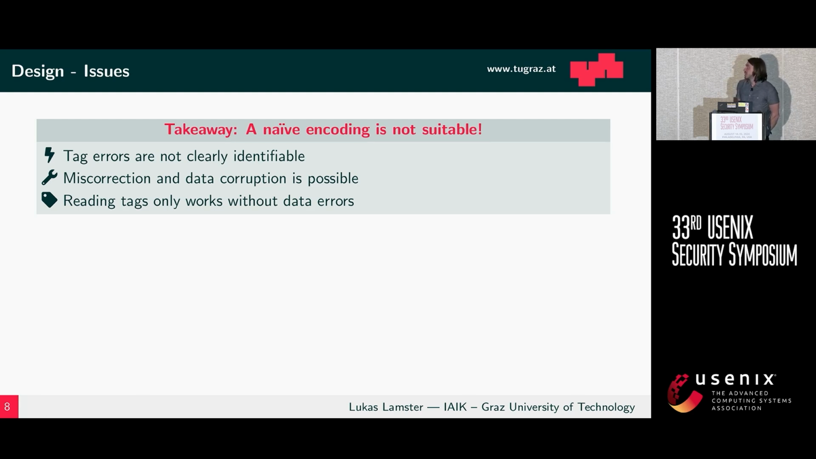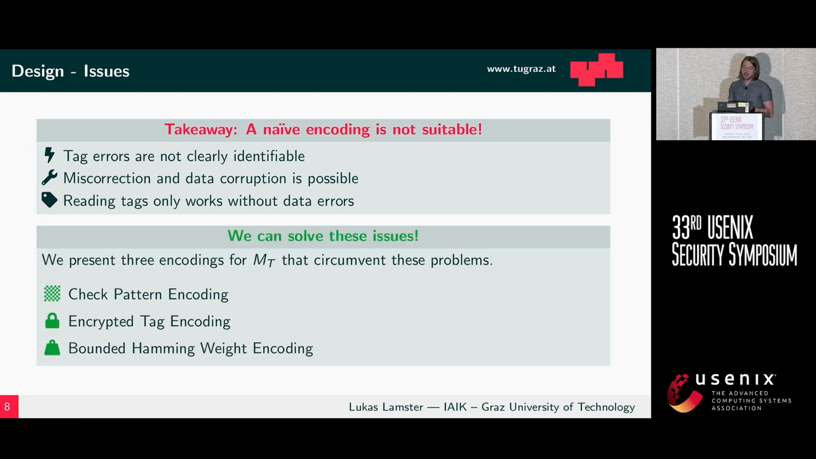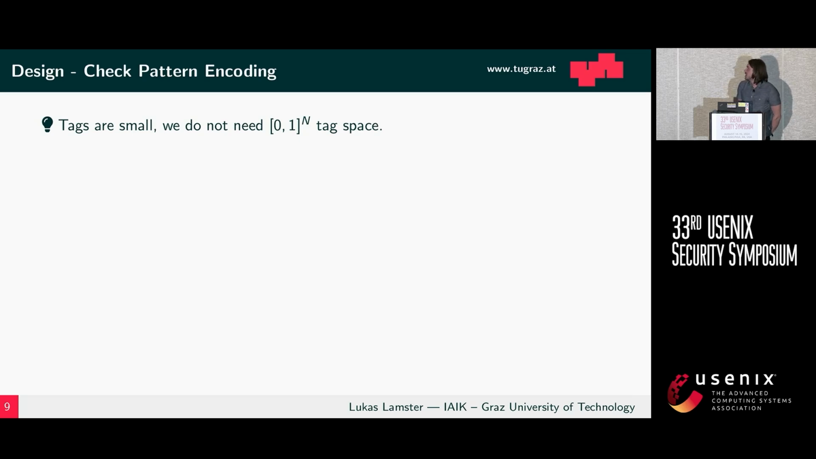Well, the takeaway here is that naive encoding is just not suitable. We need to be a bit smarter to actually include tagging there. And we find that we can solve this issue by using certain tag encodings. Overall, we have 3 different tag encodings in the paper. I'm going to talk about 2 of them more in detail. So one key insight here is tags are usually pretty small for performance and storage reasons, so we don't need to allow tags that can fill up this whole 64 or 128-bit message block. So what we can do instead is we fix the upper bits of the tag to a certain pattern.